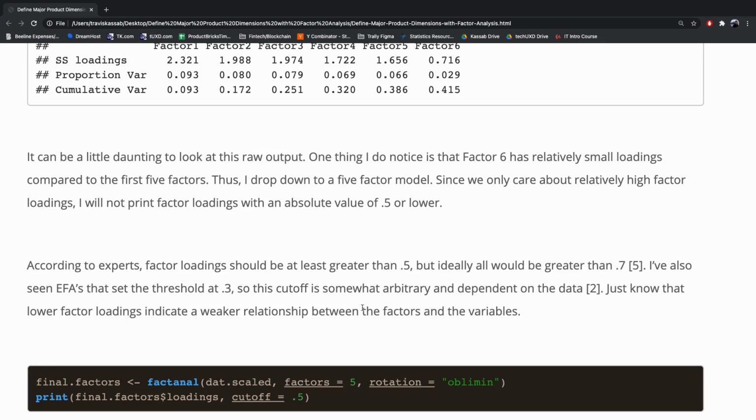So what I'm going to do is drop factor 6 from the model because nothing is heavily loading on it, and run a 5-factor solution. At the same time, I'm not going to print out any factor loadings unless they're 0.5 or more. So we can only see the variables that have the highest loadings.